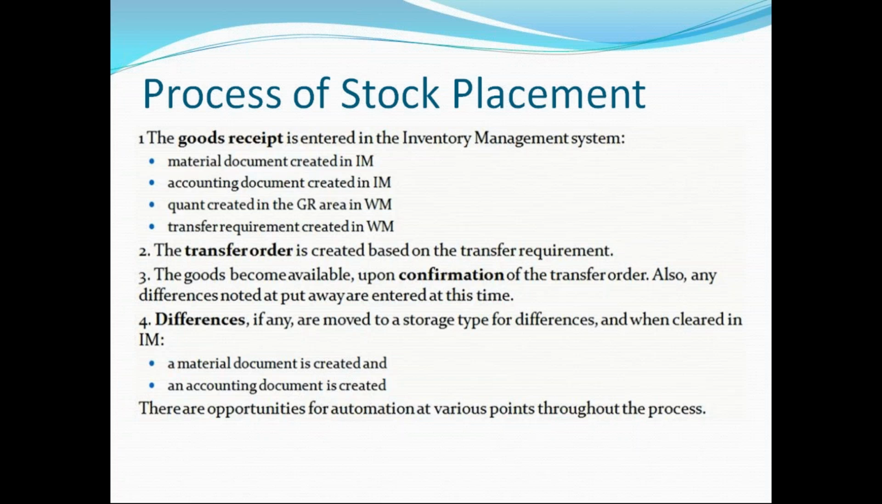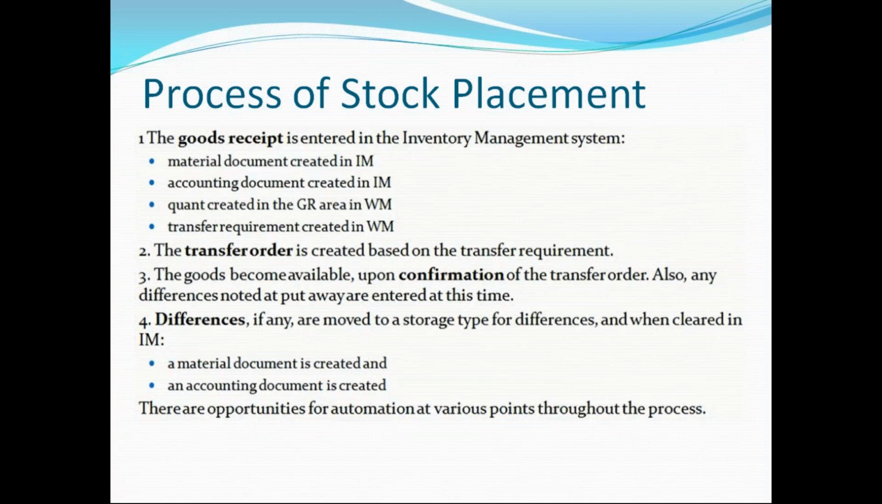There are opportunities for automation at various points throughout the process. Differences means that the purchase order might be created for 100 quantities, but the vendor might have sent only 90 quantities, so 10 quantities less will be there. But the goods receipt people will not be checking the materials, because as the goods receipt happens for the purchase order, the receiving clerk will directly specify that they have received 100 quantity of material, and then the IM posting happens.